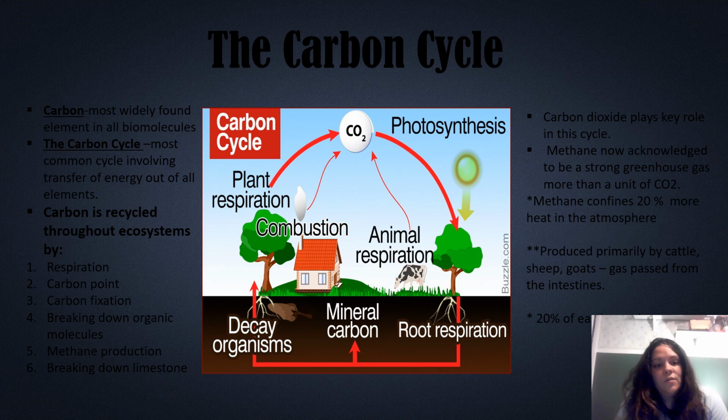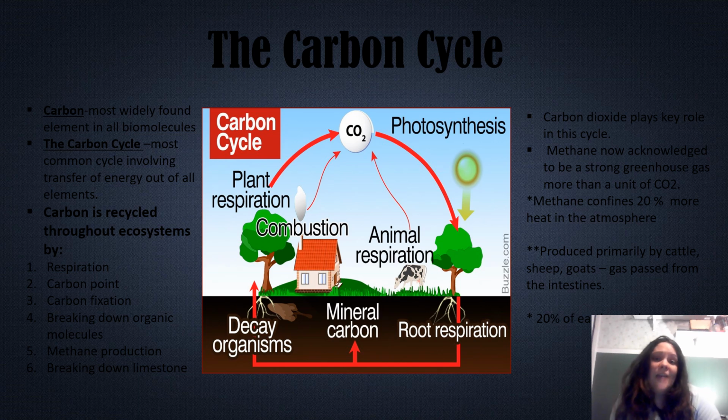Carbon is recycled throughout ecosystems in a couple of different ways, but the six main ways are as follows: respiration, carbon fixation, breaking down organic molecules, methane production, and breaking down limestone. Next, we're going to talk about how carbon dioxide plays a key role in this cycle.